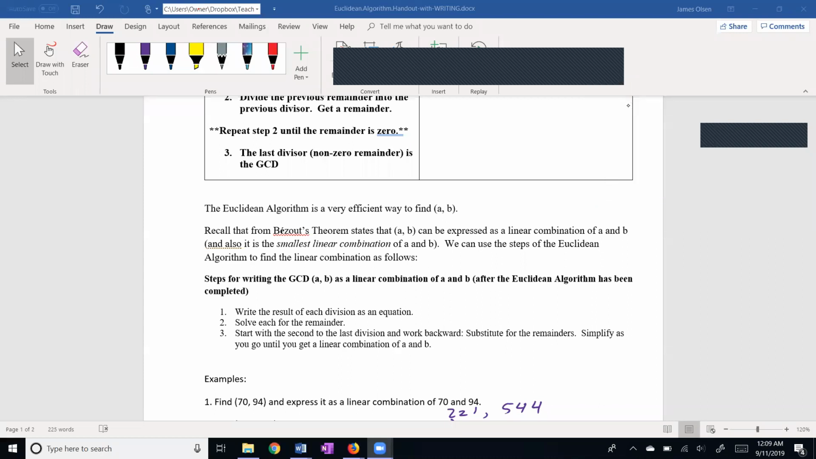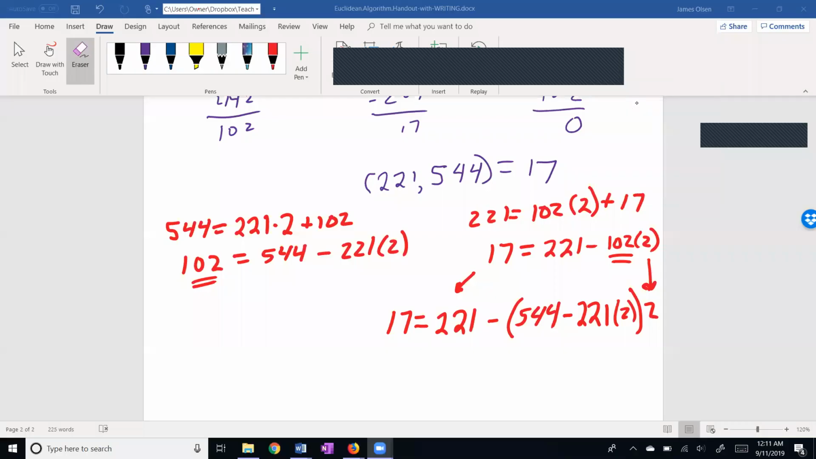Now we're going to be substituting for the remainders. I have 17 on the left-hand side of my equation. I want to keep it on the left-hand side so that I have 17 as a linear combination. I'm substituting for the remainder. The remainder here is 102. So I'm removing 102, and in its place, I'm putting 544 minus 221 times 2.